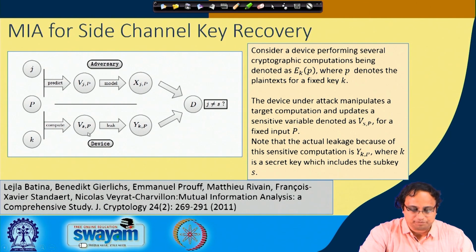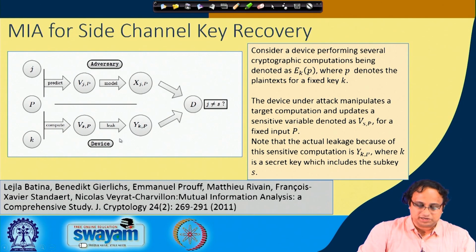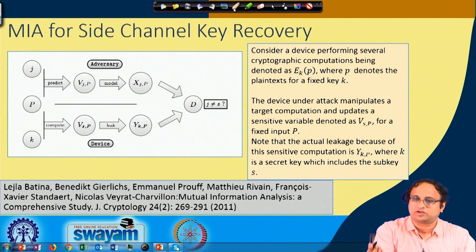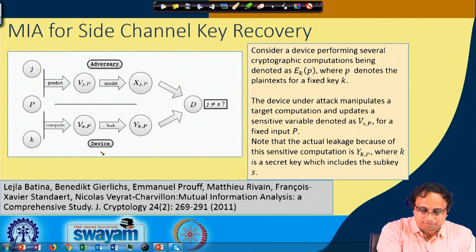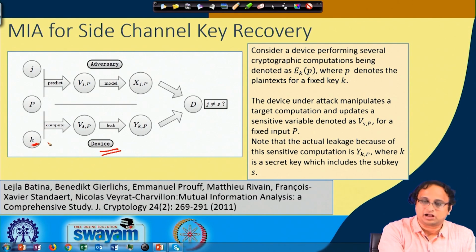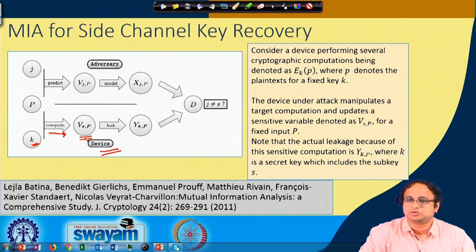So, there are two parts in the device. When you are thinking of the mutual information attack, the attack essentially has two parts, as we have seen in other power attacks also. There is one part where you have the actual device, which is processing the actual secret key. The secret key is denoted as small k. This is the correct key, the actual key. And when you are computing this, there is an intermediate target variable denoted as V(S, P).